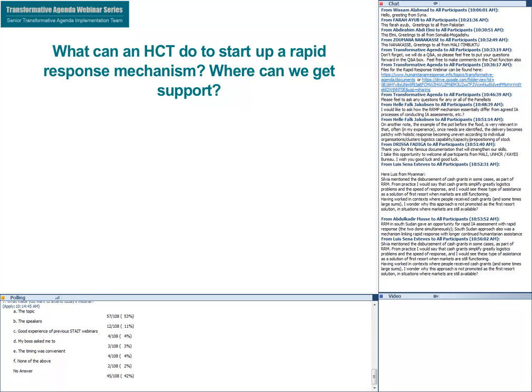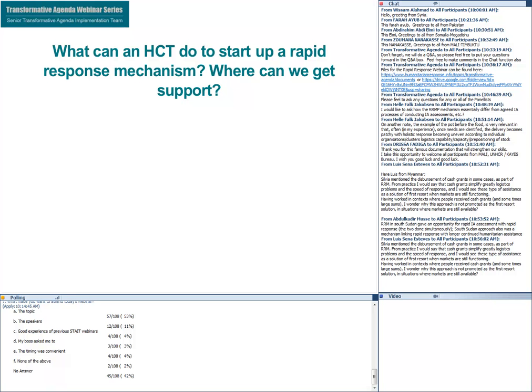So it's not rocket science here, but it's absolutely essential that we are ready, that we are prepared as we can be to deploy in a rapid response the supplies, the support that is needed.